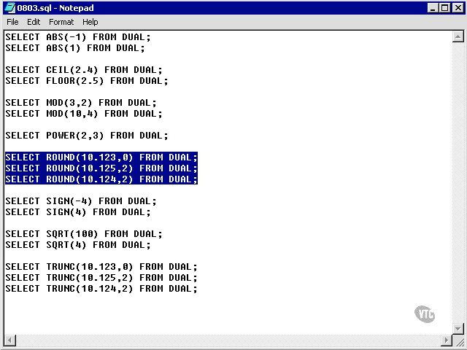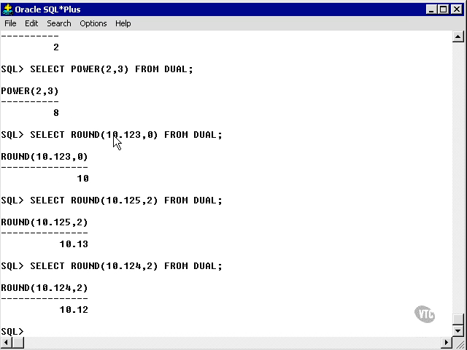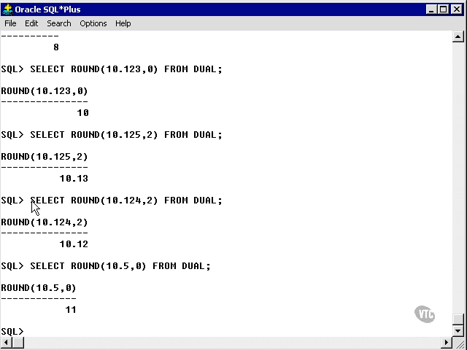Now let's use the round function. We've got a rounding on 10.123 to 0 decimal places. It gives you 10. If we were to do select round 10.5, 0 decimal places from dual, it will round up to 11.